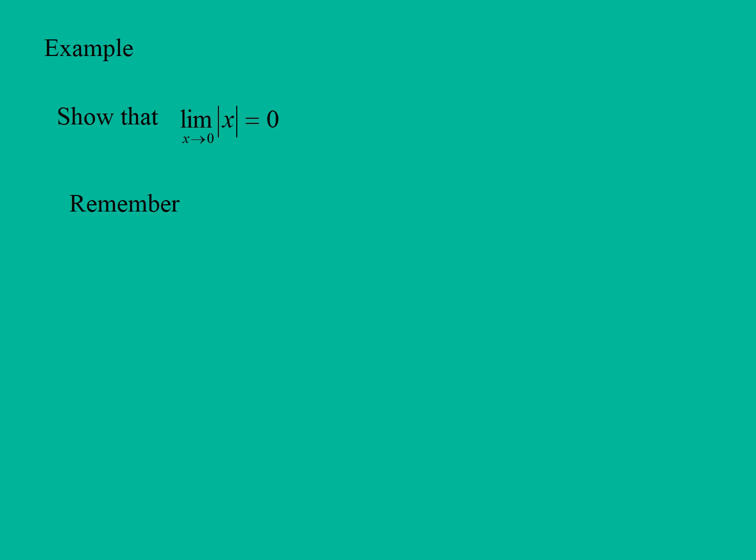Show that the limit of the absolute value of x as x approaches 0 equals 0. Now remember, we can rewrite the absolute value of x this way. So if we looked at the one-sided limits, we'd have the limit of x as x approaches 0 from the right. That equals 0. And the limit of negative x as x approaches 0 from the left. That equals 0.